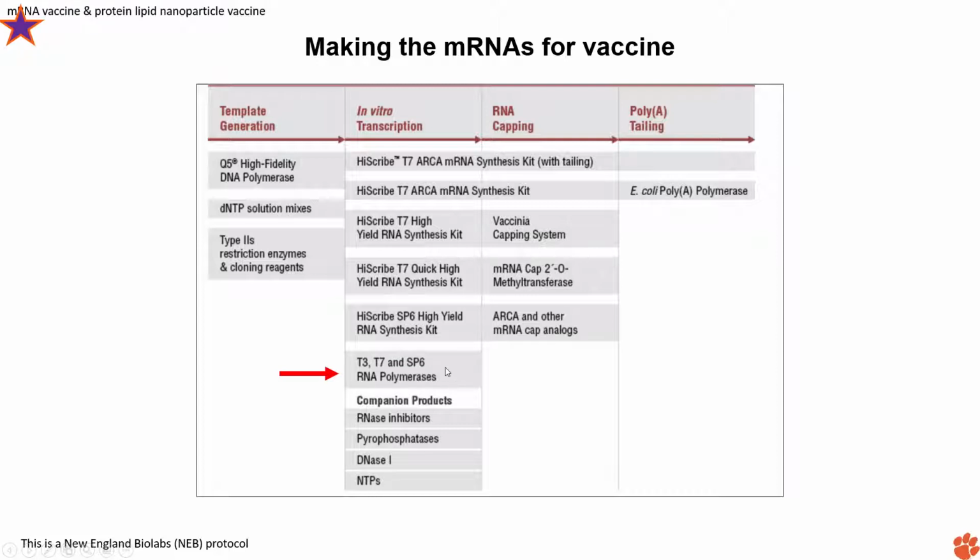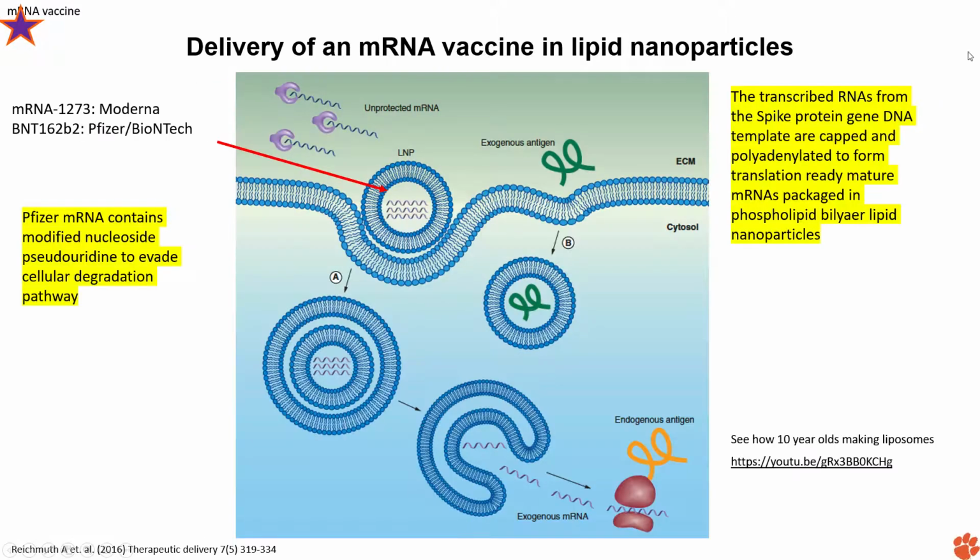First, we are making the RNA. Then we are capping it. This is a 5' cap. And we are poly-A tailing it. So that's basically in vitro transcription by these enzymes, capping it, polyadenylating it, and then we are putting them in this lipid nanoparticle, which is a phospholipid bilayer.